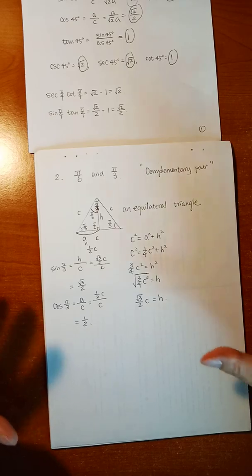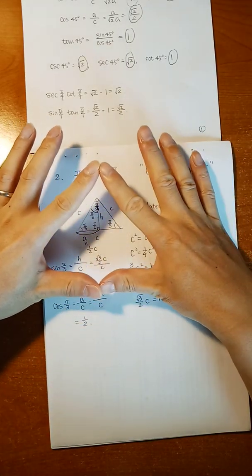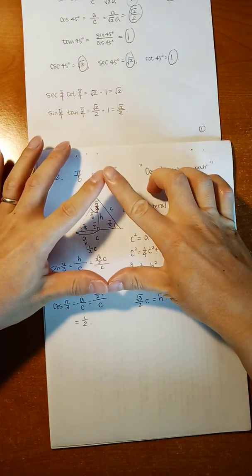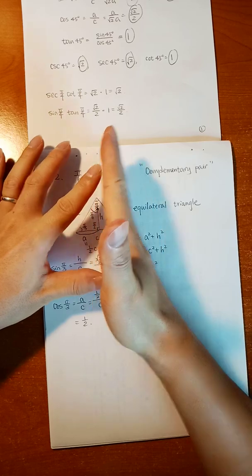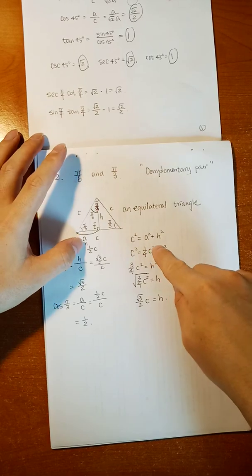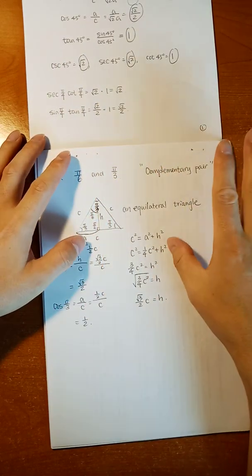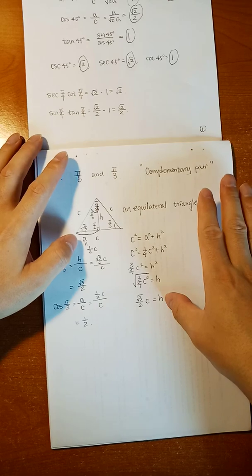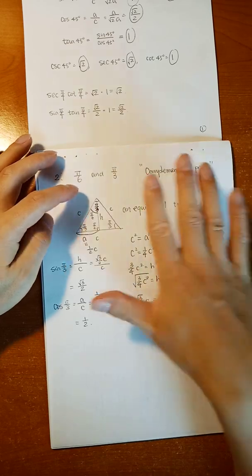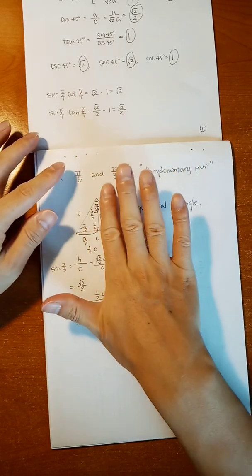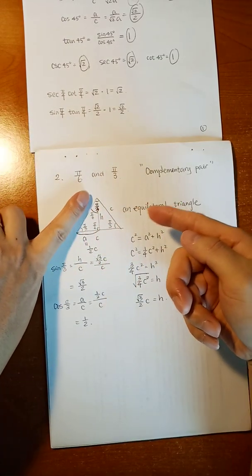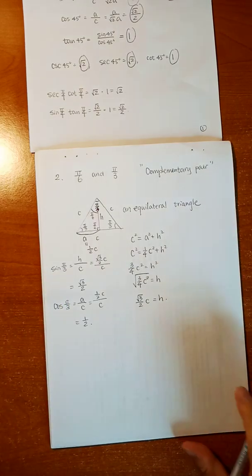Okay, so let's recall what we do. We start from an equilateral triangle. We cut it into half, and so the base is just half of the side. So A is 1/2 of C. Then we're looking for H by the Pythagorean theorem. H is the square root of 3 over 2 times C. C is the hypotenuse. So when you talk about pi over 3, H is opposite, base A is adjacent, C is the hypotenuse. You follow the definition, you get the corresponding value.